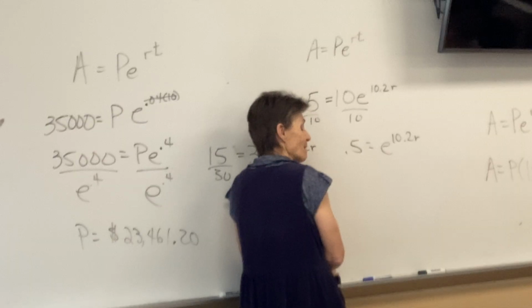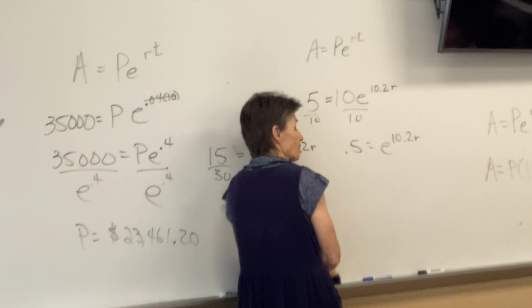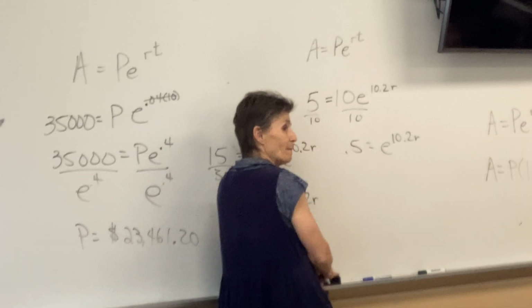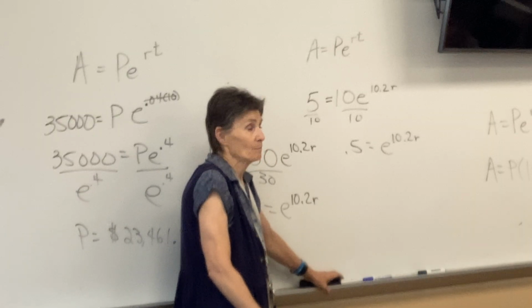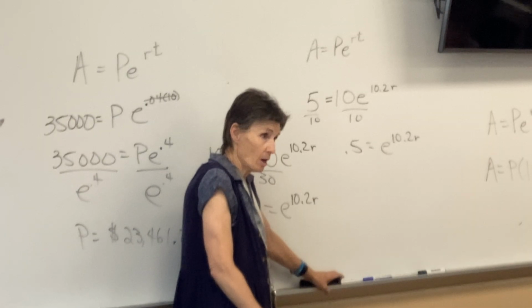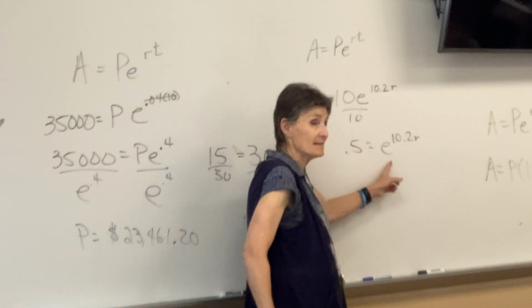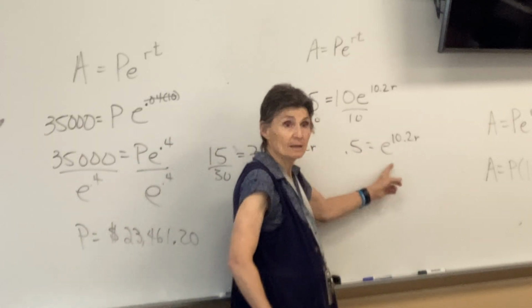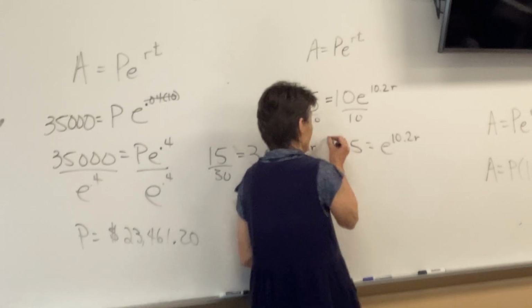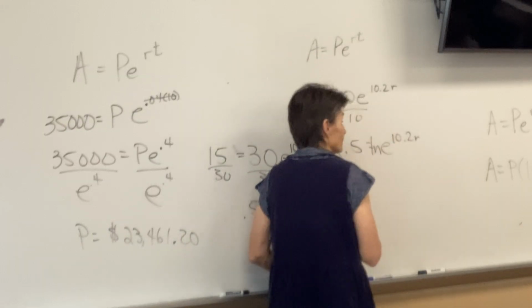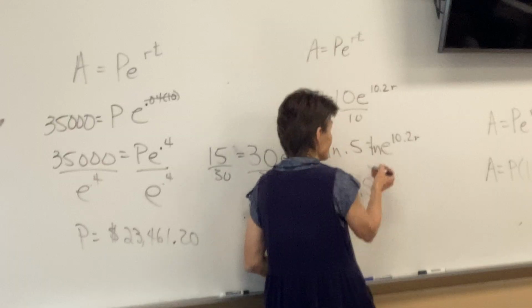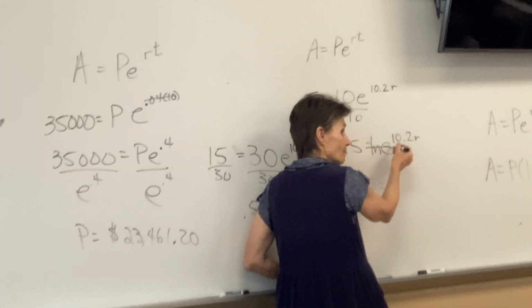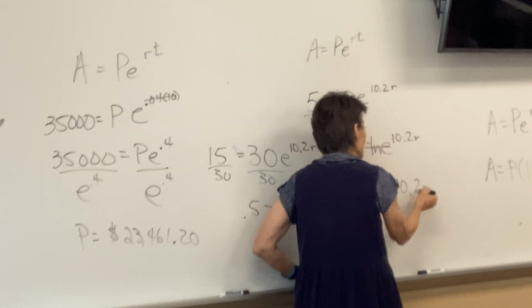Now, where is my variable? When my variable is the exponent, that means I need to log. Since it's an e, I will ln. So ln 0.5 equals, now look, those are gone, 10.2R.